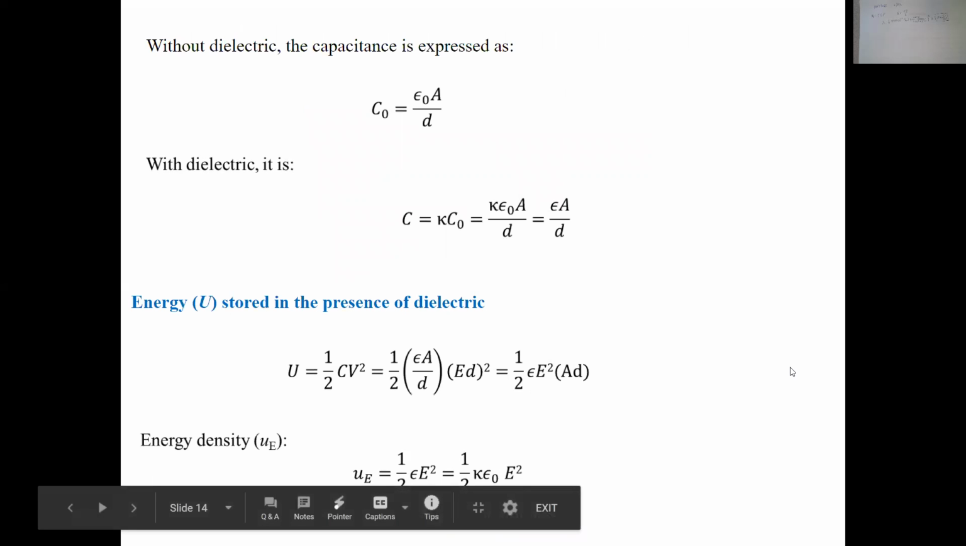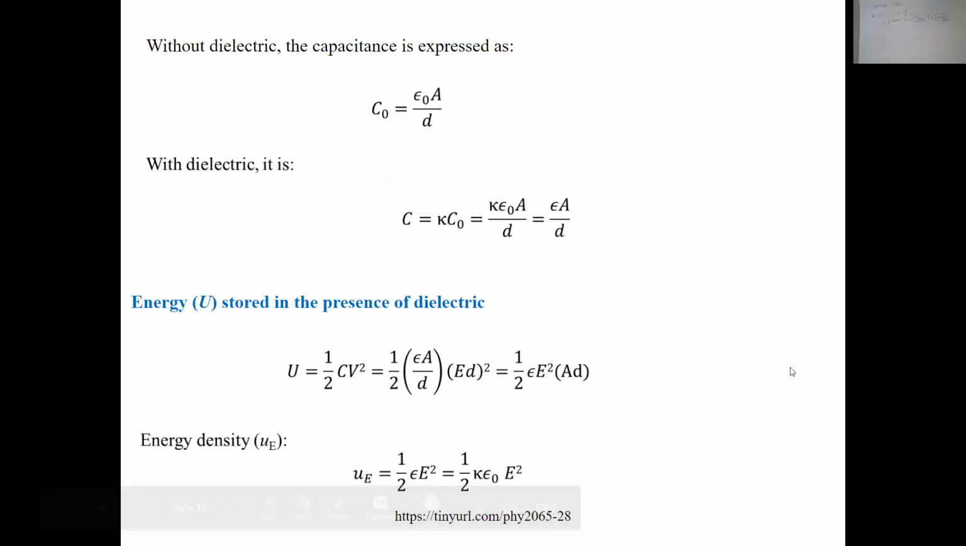All right, so with a dielectric constant, your capacitance will be increased by kappa. Originally, without the dielectric, we write the capacitance as C naught, which means the capacitance of the parallel plate capacitor without dielectric. After you insert the dielectric, the capacitance will increase by kappa. Then energy will also increase by kappa, because energy is equal to 1/2 C V squared. The energy density will also increase by kappa. So the energy density for a parallel plate capacitor with dielectric is 1/2 kappa epsilon naught times E squared. If you just have vacuum between the two plates, it's 1/2 epsilon naught times E squared.